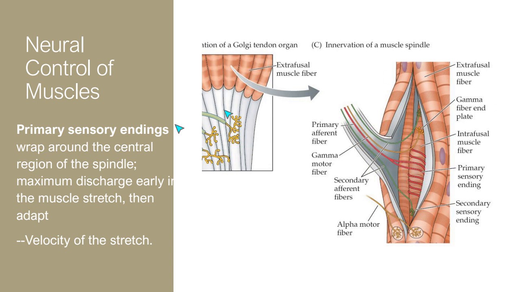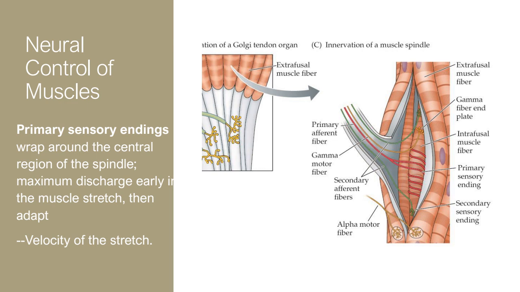So if we peel this apart a little bit, this section up here, these muscle spindles, there's a little more going on in here. Wrapped around the middle section of each spindle fiber are very large, very fast firing axons known as primary sensory endings. These fibers generate action potentials every time the muscle spindle stretches.